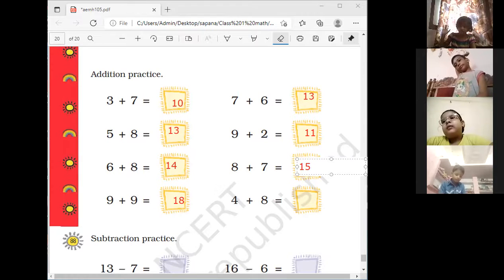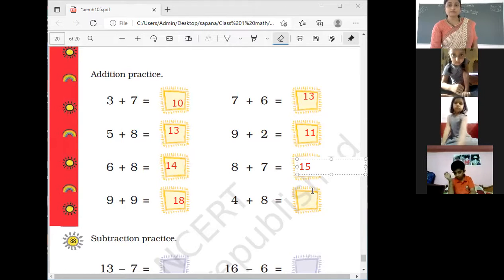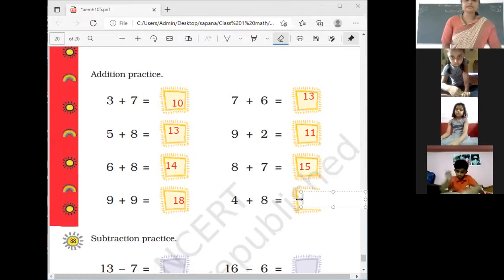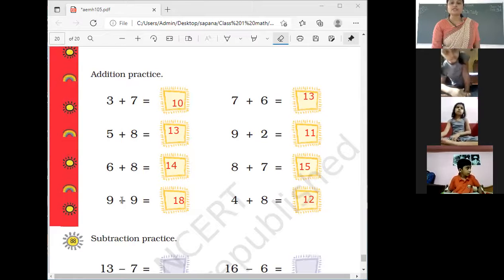8 के बाद 4 नंबर और पढ़ लो. 9, 10, 12. 12. Very good. 4 plus 8 is equal to 12. So here addition is completed. These addition sums are completed. All of you check your book.